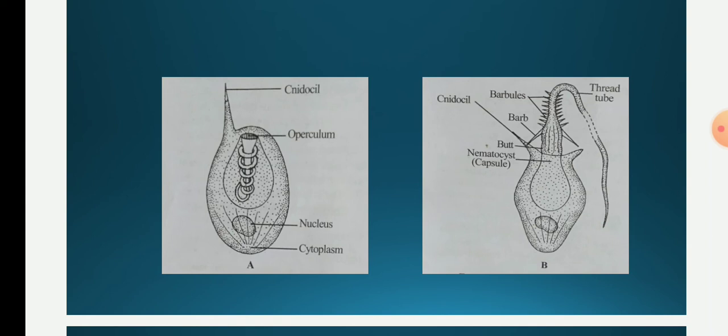What is the function of the cnidoblast? Cnidoblast is mostly used in offense and defense, food capturing, anchoring to the substratum, and it is also used in the locomotion of the organism. Okay.